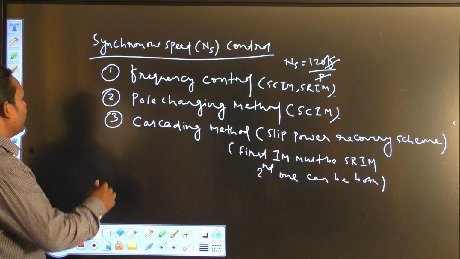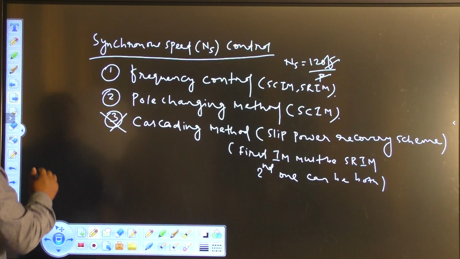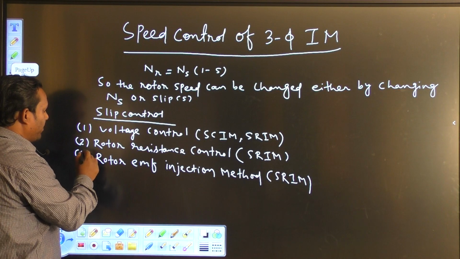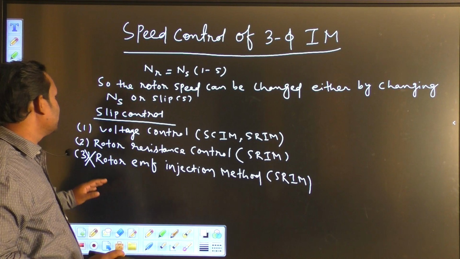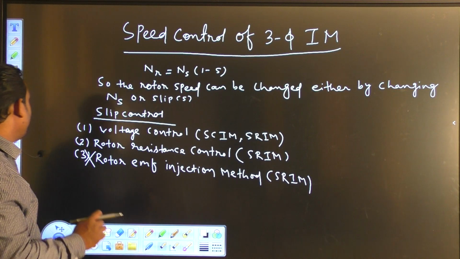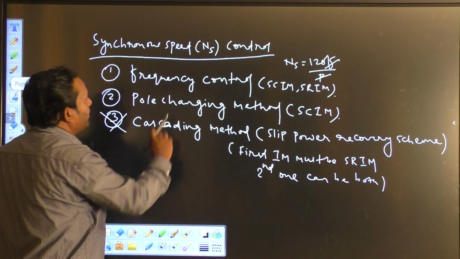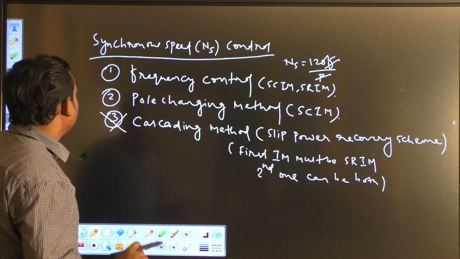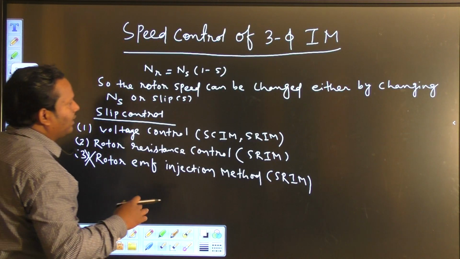But in your syllabus, this method is not there. In the diploma syllabus, the cascading method is not there, and in the slip control methods, the rotor EMF injection method is not there. So what is present in your syllabus? In slip control, you have voltage control and rotor resistance control, and in synchronous speed control, you have frequency control and pole changing methods. I will discuss these topics in detail in the next class.